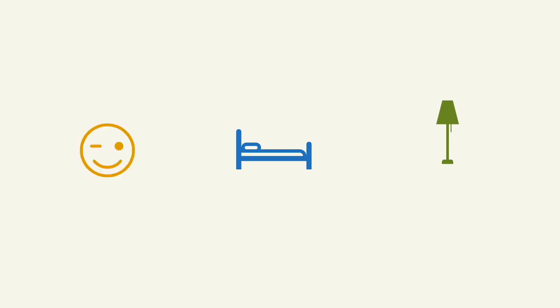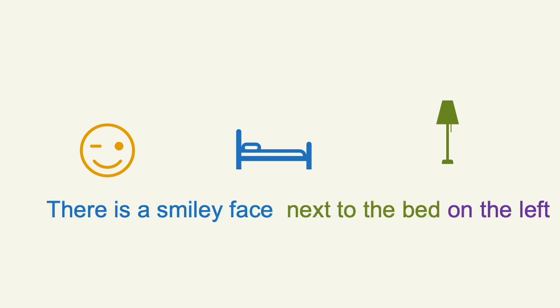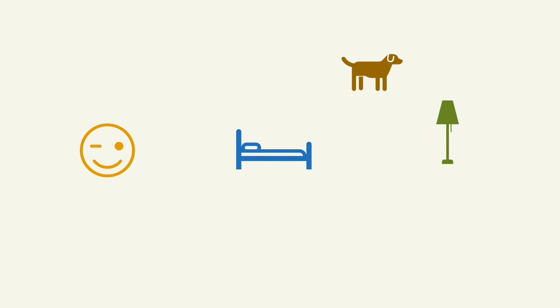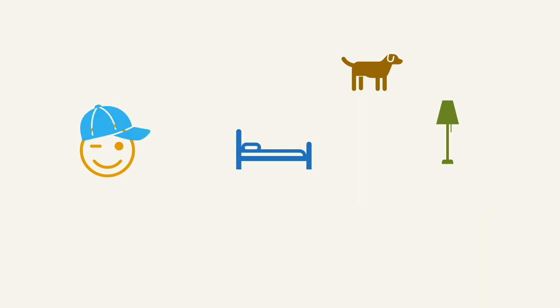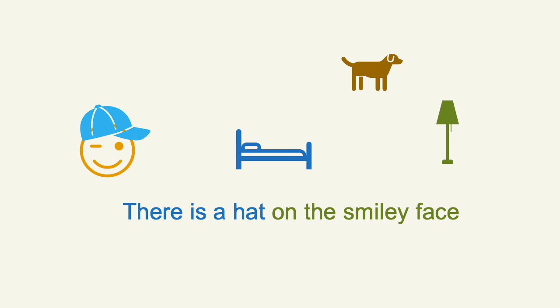Okay, smiley face over here. What will be the sentence? There is a smiley face next to the bed on the left. Now, the next one is a dog, right? Right over here. Do you remember this one? There is a dog to the top right of the bed. Now, let's put a hat on the smiley face like this. Give me a sentence. There is a hat on the smiley face.